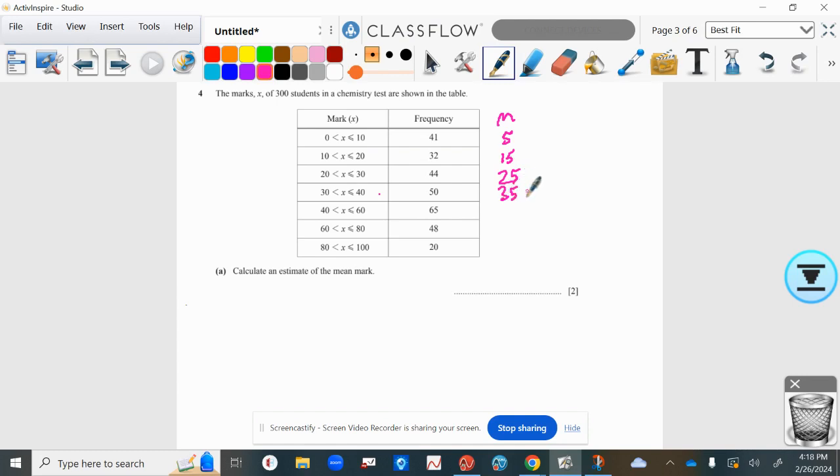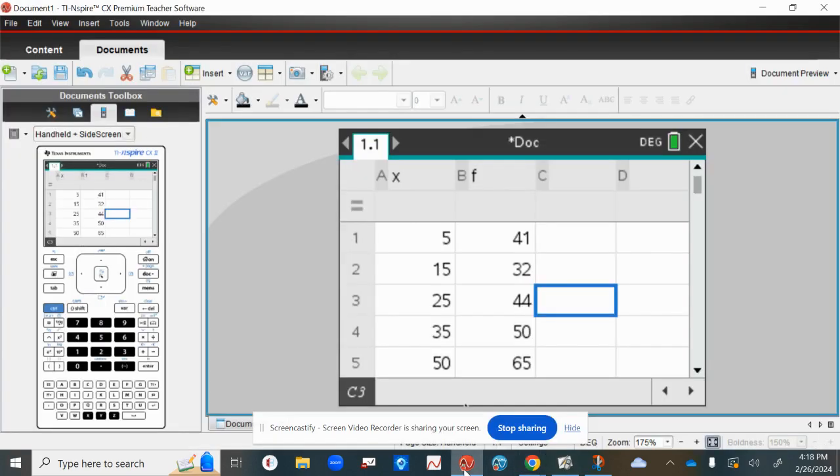They've also deliberately changed them here, I guess, just to make sure you're on your toes. So 40 plus 60 is 100, divided by 2 is 50. The next midpoint would be 70, and the last one would be 90. And then we've got our frequencies here. I've put them into our table already. These are the midpoints, which I've labeled X, and these are the frequencies, which I've labeled F.